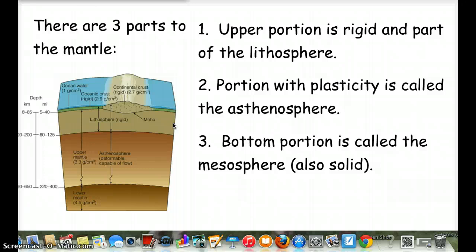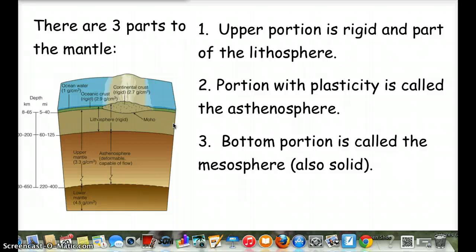Second part of the mantle, and this is a very important part, it is the portion with plasticity, and it is called the asthenosphere. And what I mean by plasticity is, in a way, it sort of acts like silly putty. If you hold silly putty in your hand, you know that it's a solid, but you can press it and move it so that it is flexible. And the rock in the asthenosphere has this ability to what we call flow.